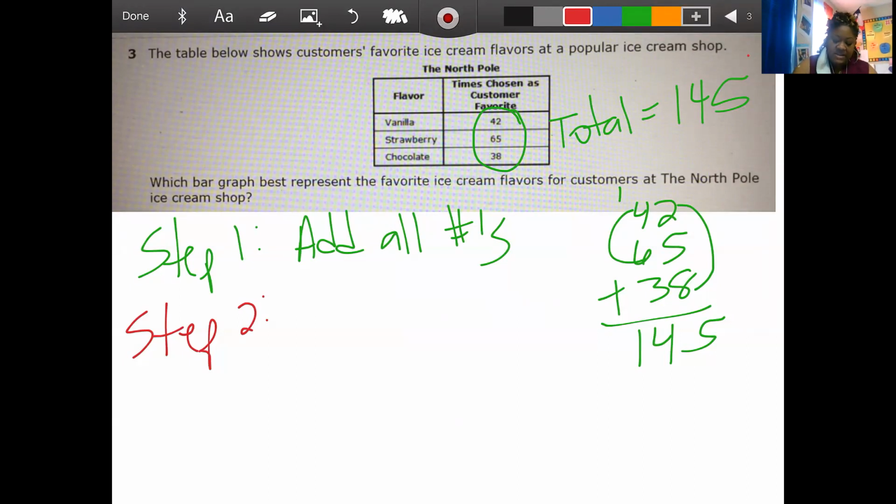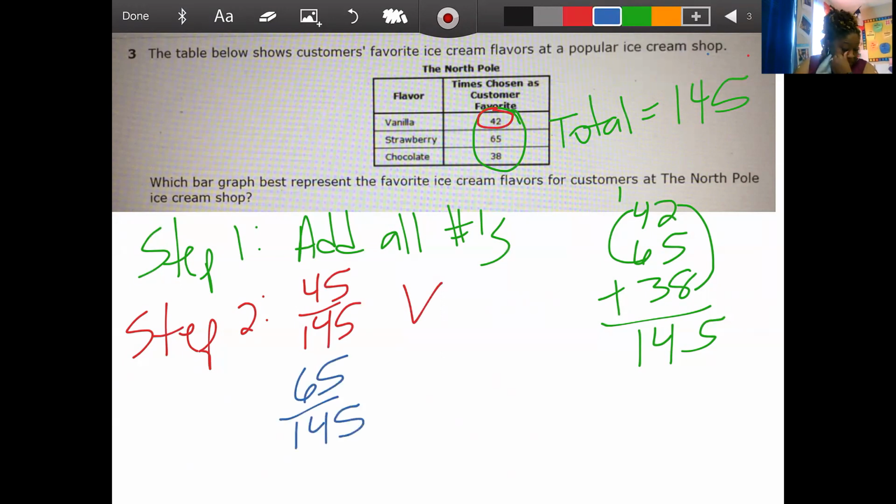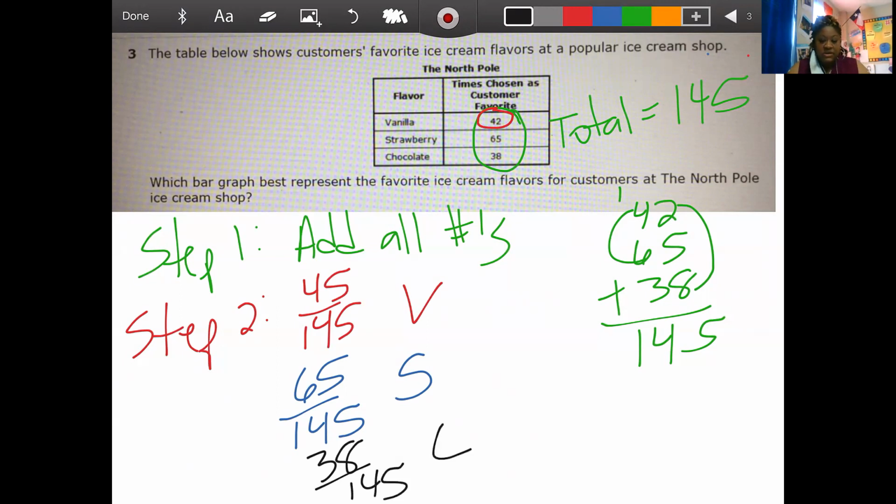So you're going to divide 42 over 145. That's going to be vanilla. 65 over 145 is going to be strawberry. 38 over 145 is going to be chocolate. So you're going to divide each one of those to get your decimal. All right, so let's go ahead and do that. I'm just going to use my calculator. It's a lot quicker right now.